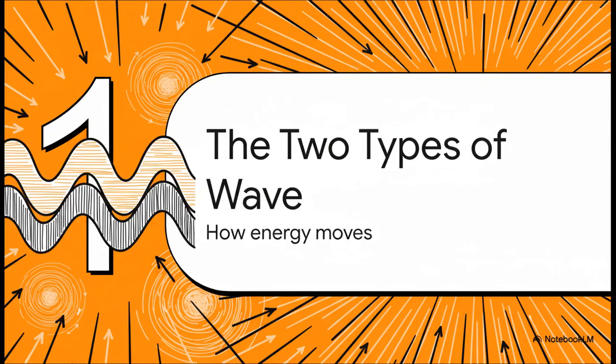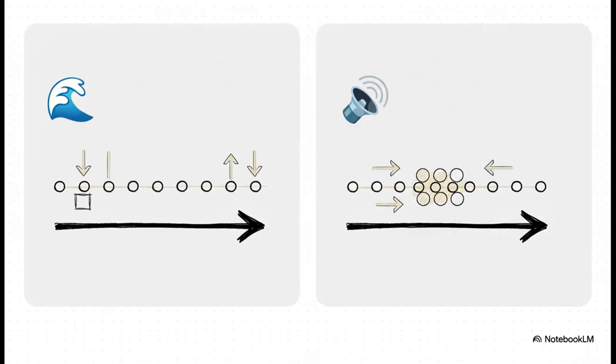Okay, so all waves move energy. But it turns out there are two fundamentally different ways that get that job done. So let's break down those two types. On one side, we have transverse waves. For these, I want you to think up and down motion that causes a sideways effect. The vibration, the wiggle, is at a right angle to the direction the energy is actually going. And on the other side, we have longitudinal waves. For these, think push and pull. The vibration is moving back and forth in the exact same direction that the energy is traveling.